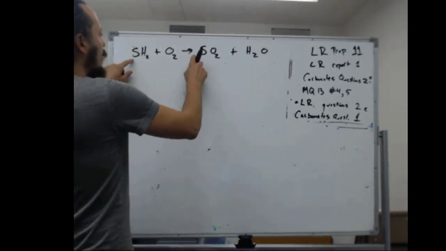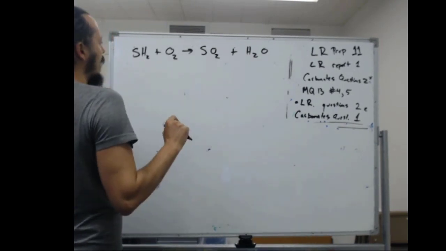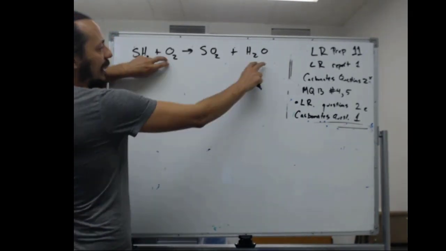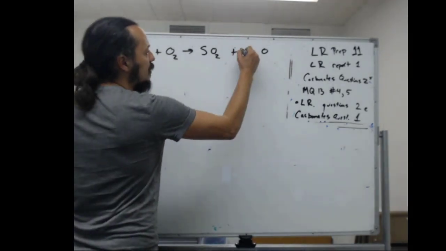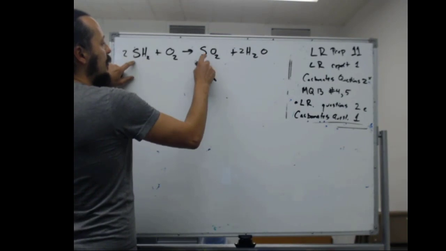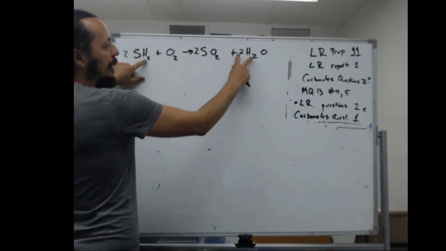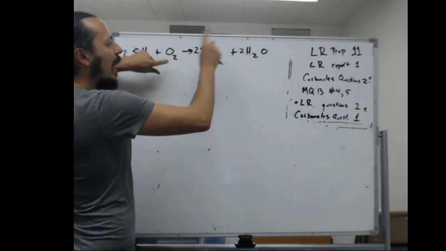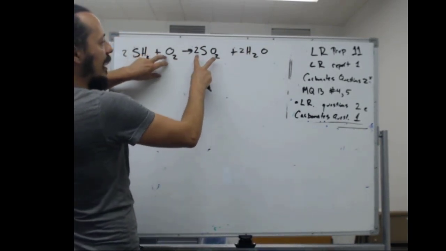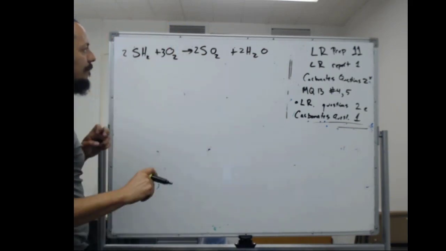So I've got one sulfur, 2 hydrogens. Oh, shoot. Okay, so this is going to get messy quick because I've got an odd number of oxygens. So I'm going to put a 2 there and a 2 there. So that's 4 hydrogens, 2 sulfurs. I'll need a 2 there. So that's 2 sulfurs, 4 hydrogens, 4 hydrogens. And now the oxygens I can do at the end. I've got 2, 4, 6 oxygens, so that's going to be a 3 there.